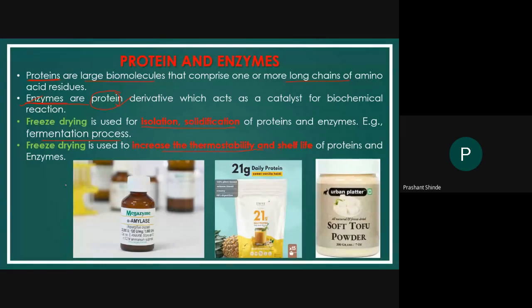Now these are the marketed formulations of proteins as well as enzymes. So this vanilla haldi or your soft cocoa powder, these are your protein supplements. They are also prepared by using your lyophilization technique.